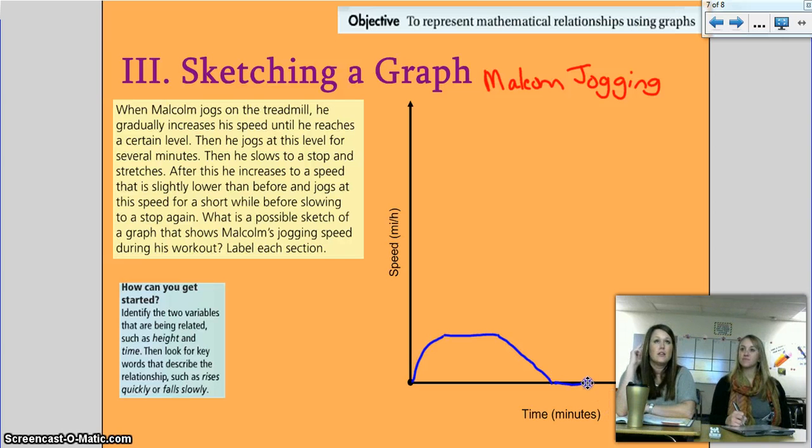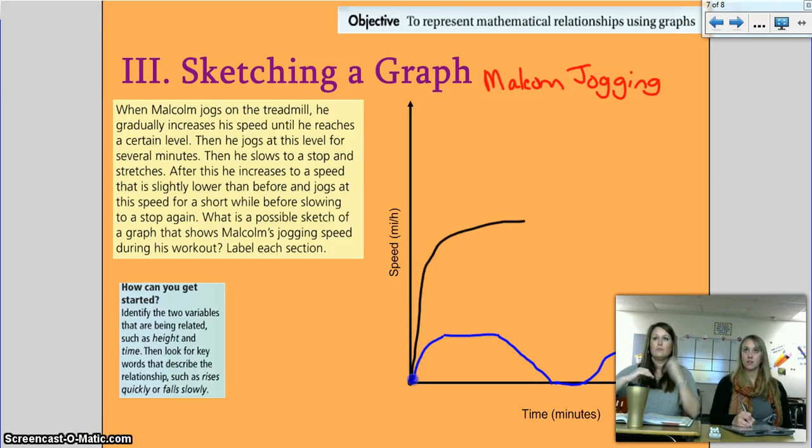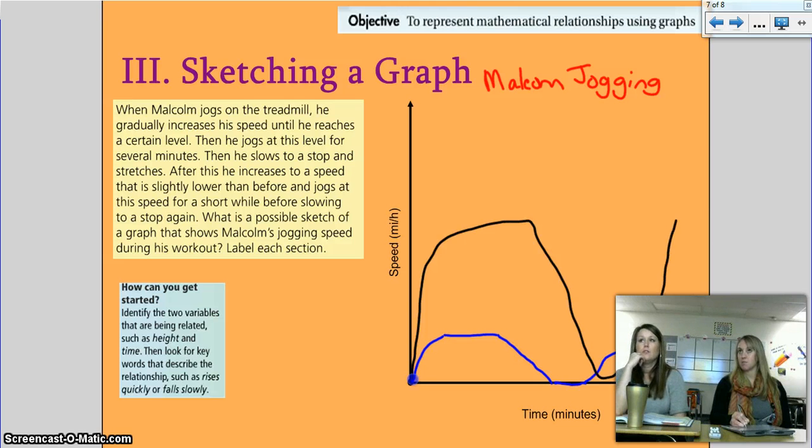Then it says he increases to a speed that is slightly lower than his previous speed before stopping again. So he's going to go back up, but it's going to be lower than the first bump, and then slow back down again. The end. There you go. Now, what if mine went way up high and then back down and then back up again? Would it be okay? Yeah, totally fine, as long as you're telling us the same thing. I'm going to run out of room. But as long as you're telling us the same thing, it's totally fine. Exactly.